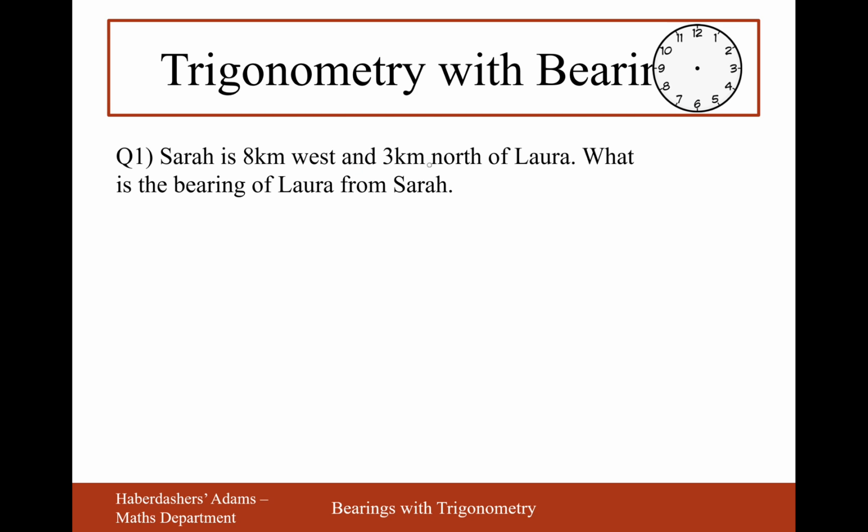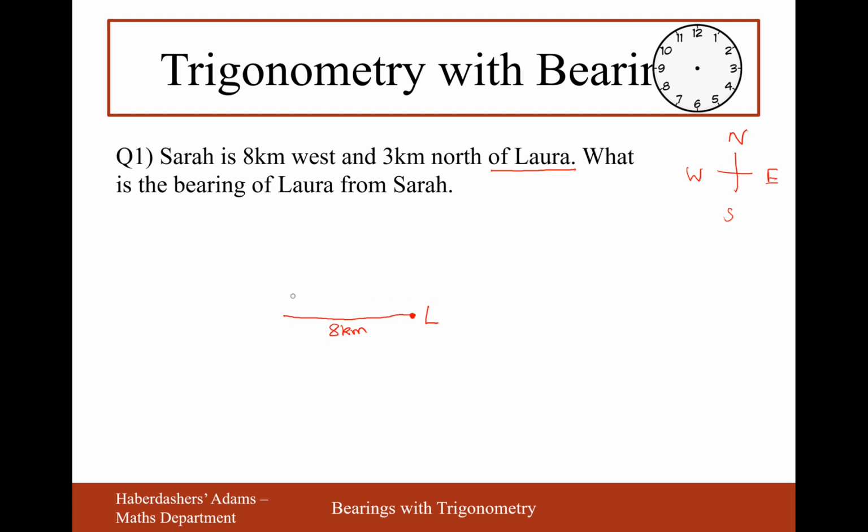Okay, so where do I start? I'll start with the first sentence, and I'll ignore the second sentence for now. Sarah is 8 kilometres west and 3 kilometres north of Laura. So because it says of Laura, I'm going to put Laura in the centre of my picture. Then it's going to be 8 kilometres west, and west is in this direction here. Remember, it's never ever support wolves. So that's how you know which way round it goes.